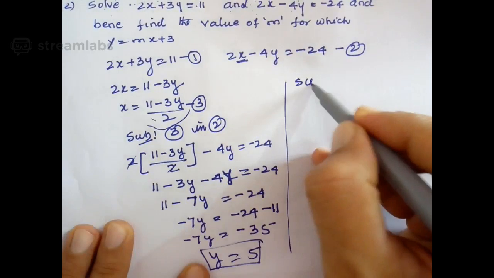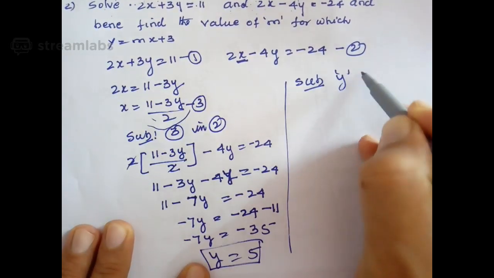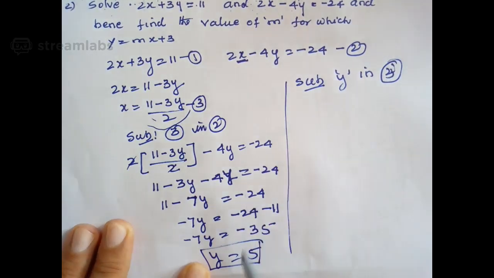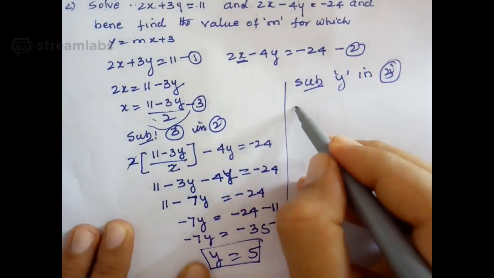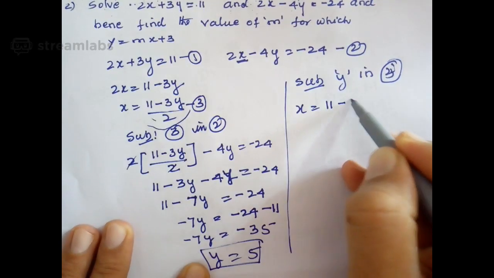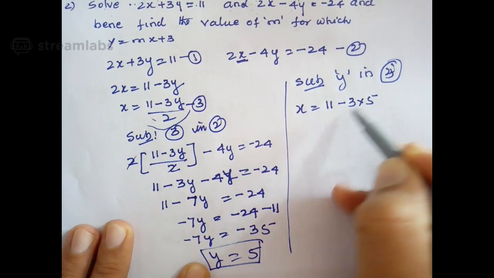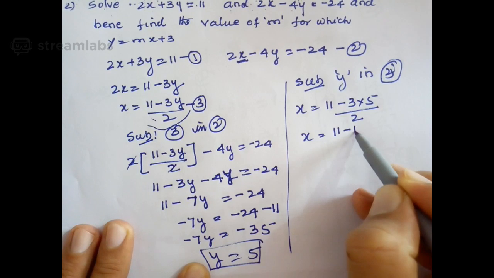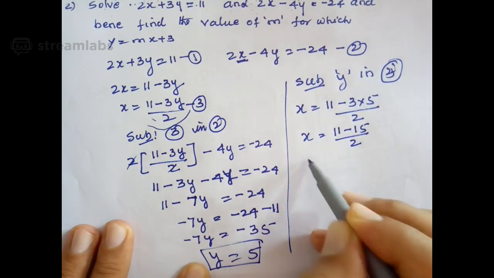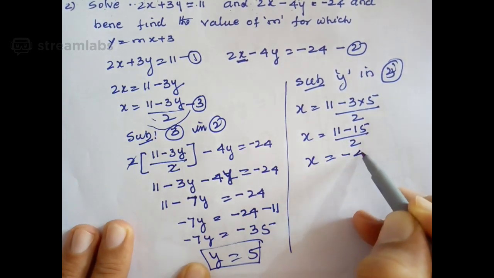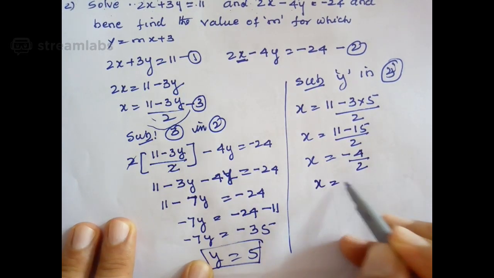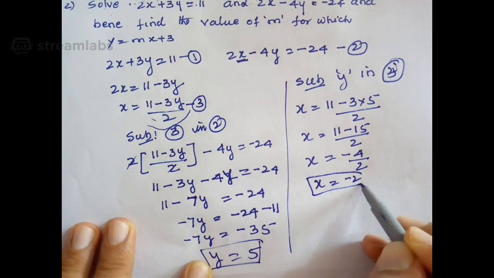So substitute the value of y in 3. That is, x is (11 minus 3 into 5) by 2. x is (11 minus 15) by 2. What is 11 minus 15? Minus 4, isn't it? By 2. So x is minus 2.